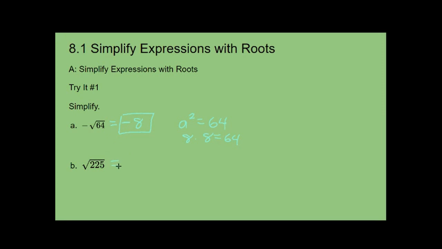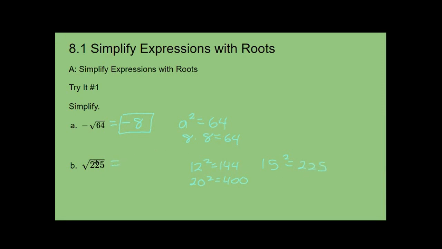Square root of 225. So we're asking ourselves what number times itself is equal to 225. Once again, one that you probably didn't memorize, but you can try to figure this out. We know that 12 squared is equal to 144, so it has to be more than 12. We know that 20 squared is equal to 400, so it has to be less than 20. And then you can try numbers within there. Eventually you'll get to 15, and 15 squared is equal to 225.